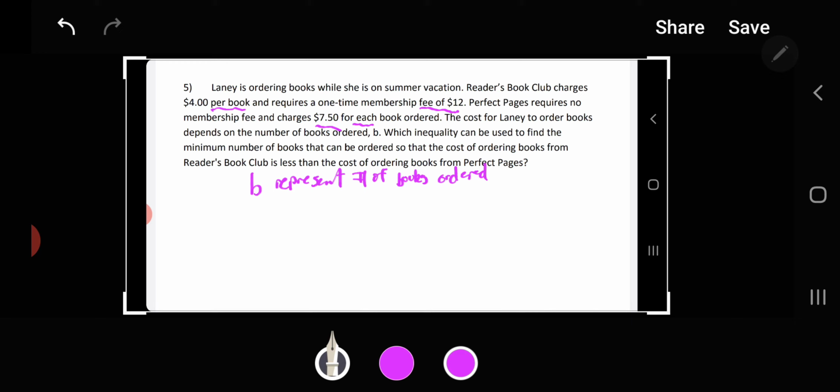Okay. Which inequality, once again, keyword, we're looking at inequalities now, not equations, can be used to find the minimum number of books that can be ordered so that the cost of ordering books from Reader's Book Club, we want Reader's Book Club, to be less than the cost of ordering books from Perfect Pages. So less than Perfect Pages.